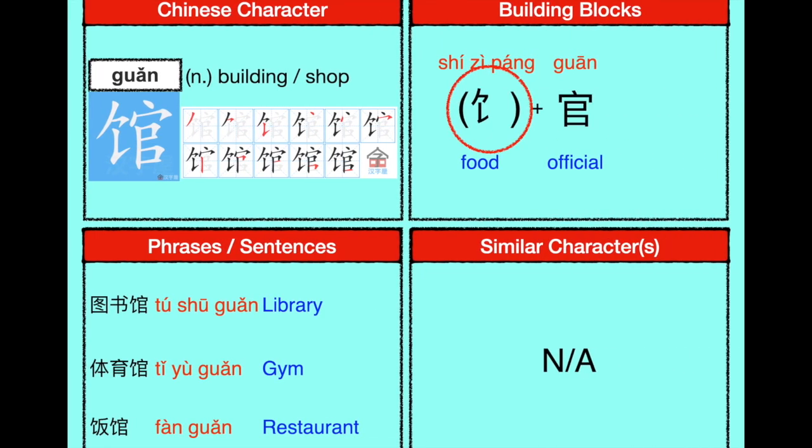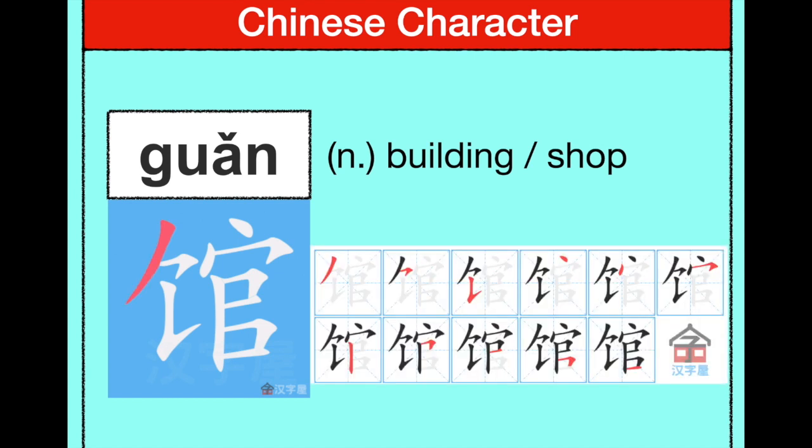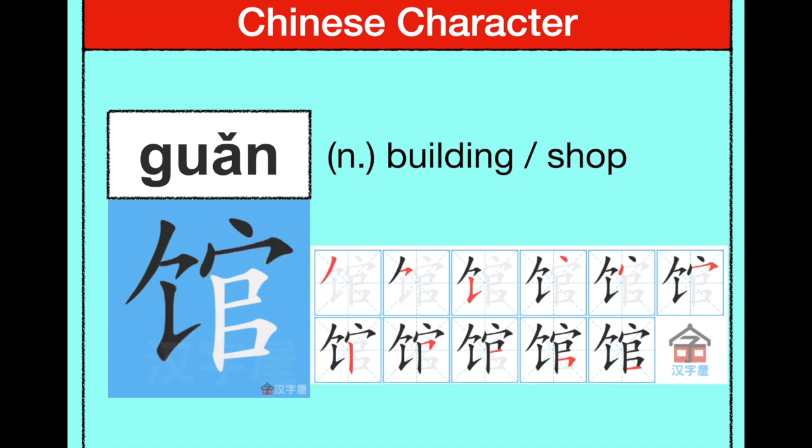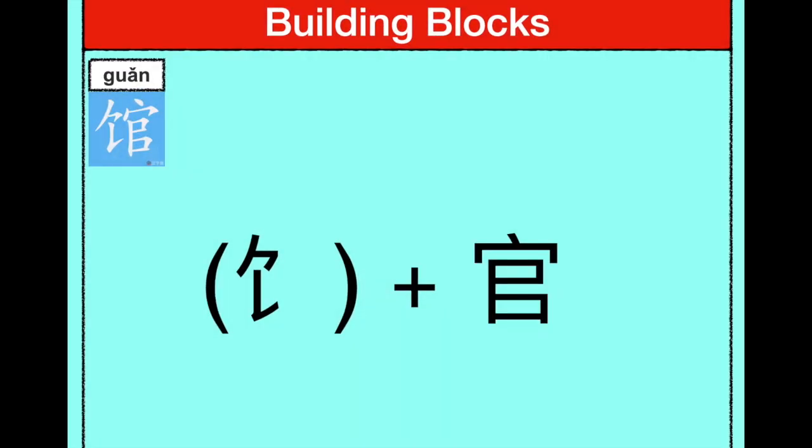Next word is 馆. 馆 is a noun. It means building or shop. Now let's look at the stroke orders. 撇横钩竖提点撇横钩竖横折横横折横. Now let's look at the building blocks of 馆.